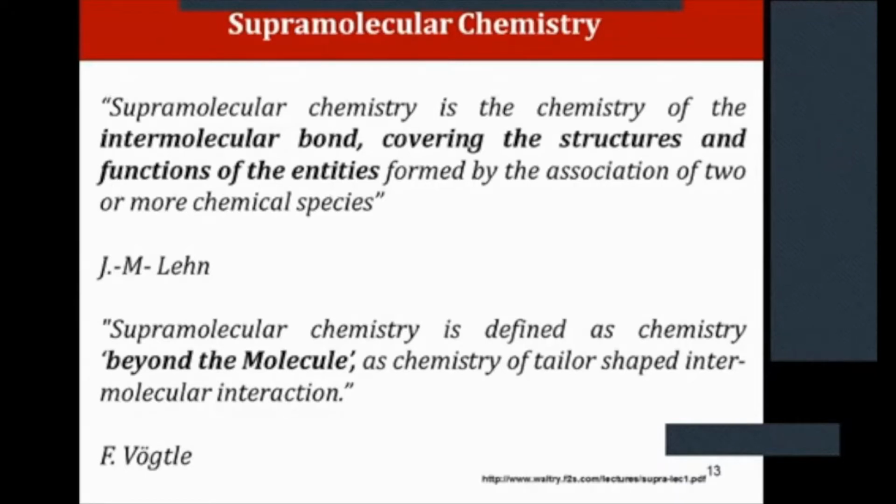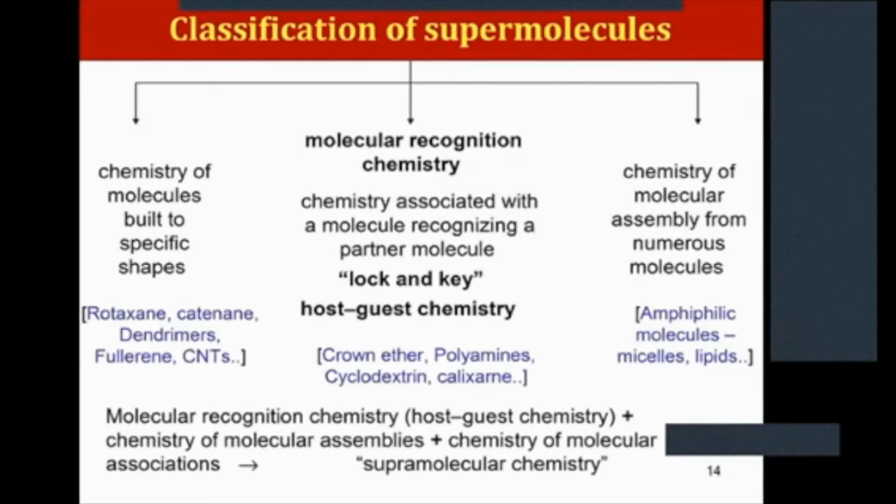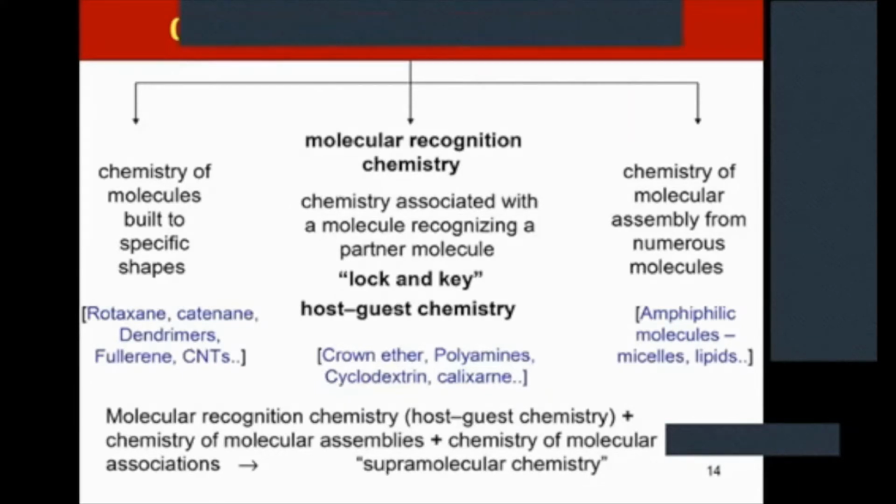The second one is the lock and key, or host-guest chemistry, which is associated with a molecule recognizing its partner molecule. We have just seen the host-guest chemistry. And the third one is the chemistry of molecular assembly, that is self-assembly: amphiphilic molecules, micelles, vesicles, lipophiles, etc. Like the cleaning action of soap by the formation of micelles. That is nothing but a supramolecular self-assembly process. So all these three put together, molecular recognition, molecular assemblies, and molecular associations, form the total package of supramolecular chemistry.